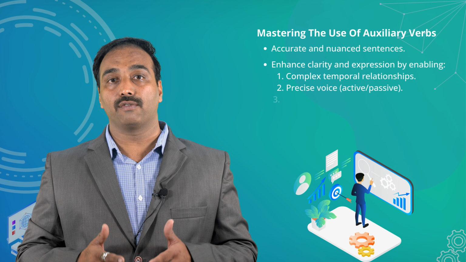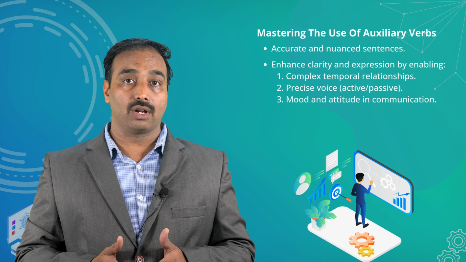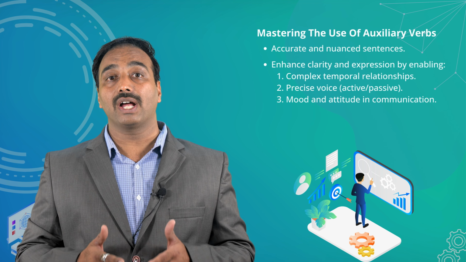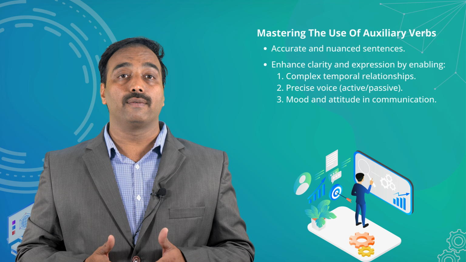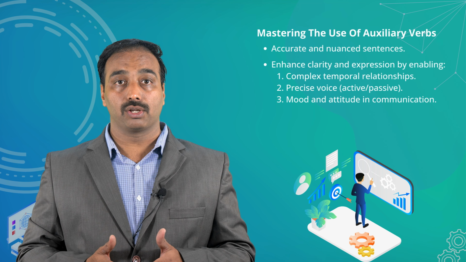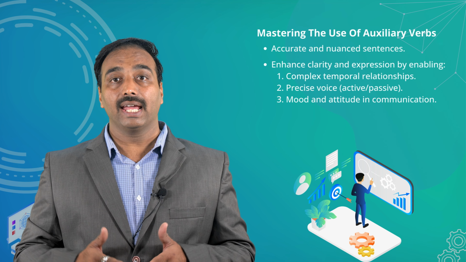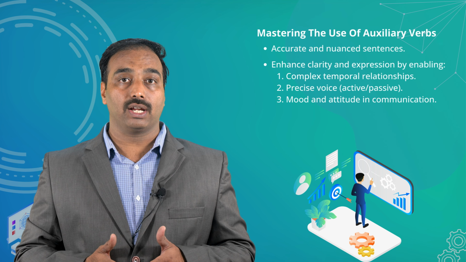Mastering the use of auxiliary verbs be, have and do is essential for constructing accurate and nuanced sentences in English. They enable speakers and writers to convey complex temporal relationships, voice and mood, thereby enhancing clarity and expression in communication.